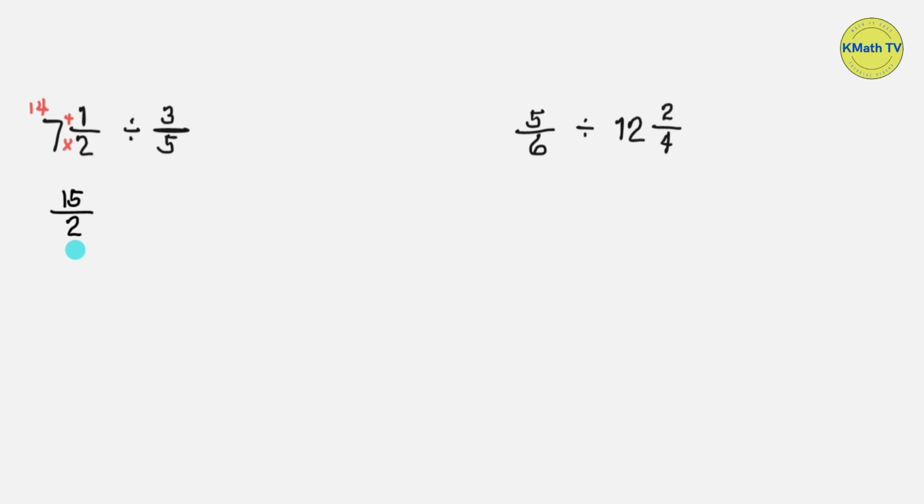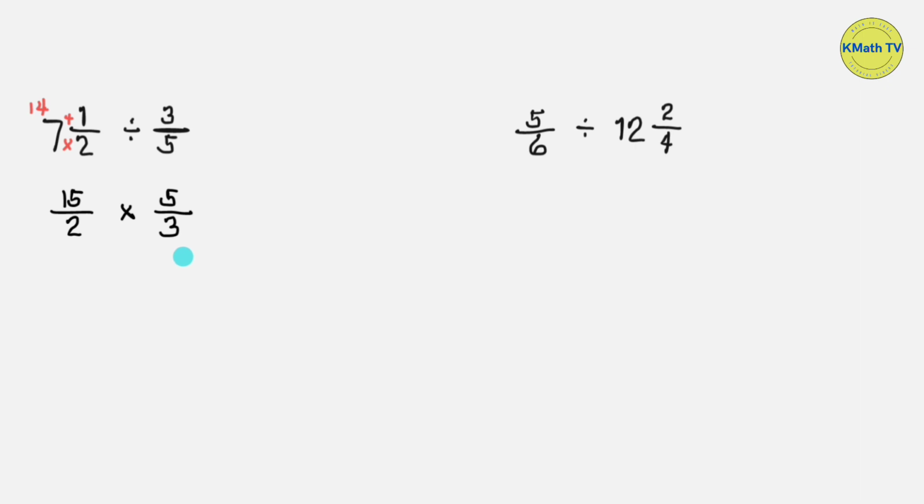Next, let's apply the keep, change, and flip method. So, we will keep the dividend 15 halves. Then, we will change the division sign to multiplication sign. Next, let's flip the divisor. We will transpose the numerator and the denominator. So, the denominator 5 will become numerator and the numerator 3 will become denominator. This is the reciprocal of the divisor.